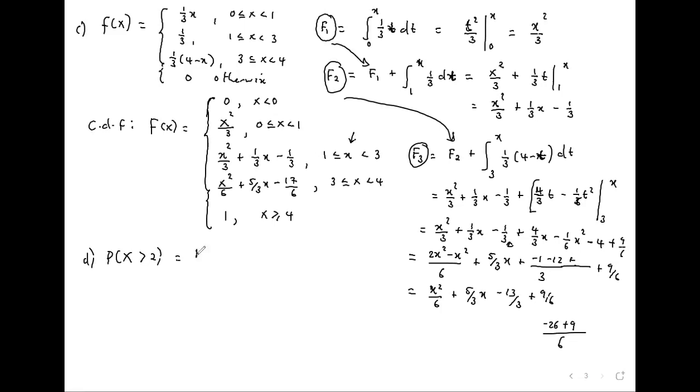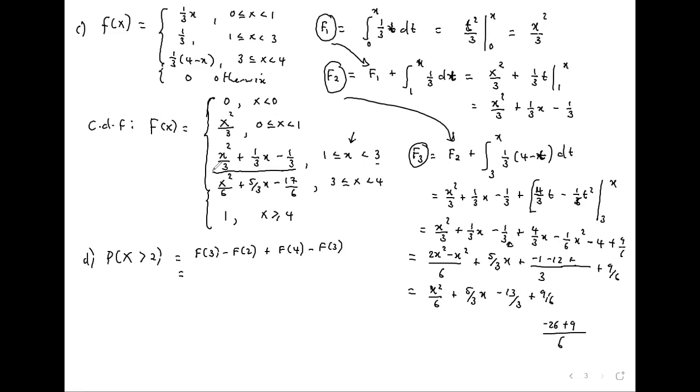So you'd say f of 3 minus f of 2 plus f of 4 minus f of 3. This will give us for x greater than 2. So f of 3, you substitute in that piece there. Remember where 3 is, so you substitute in this piece.